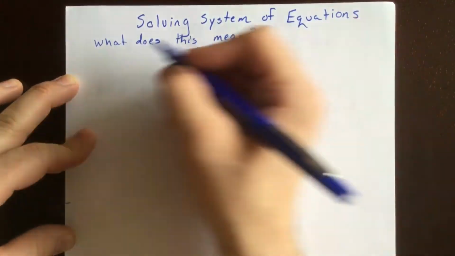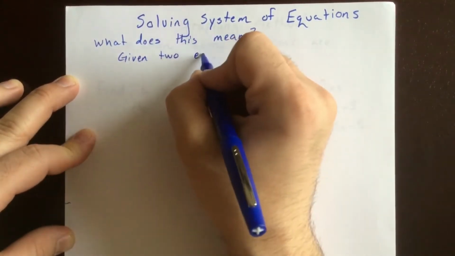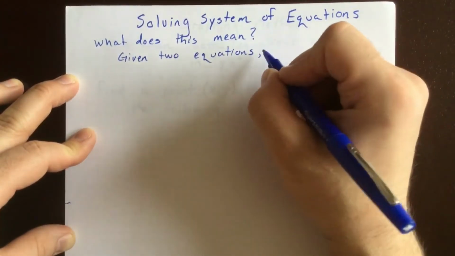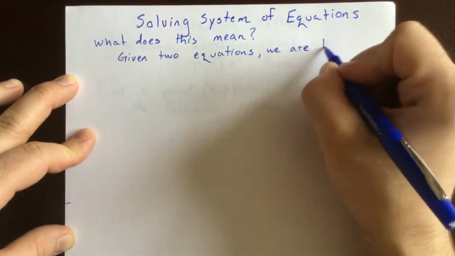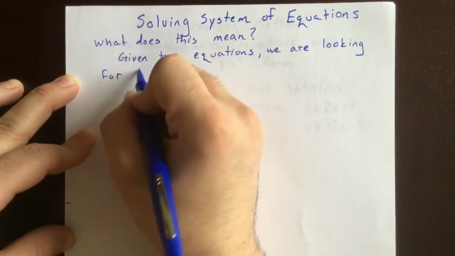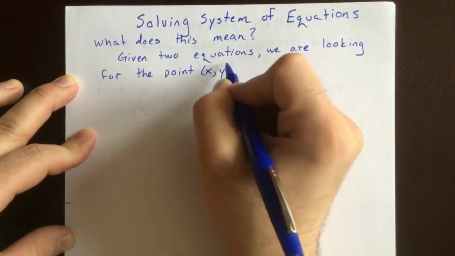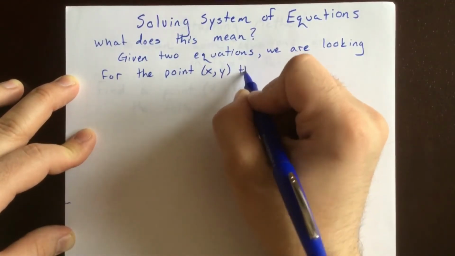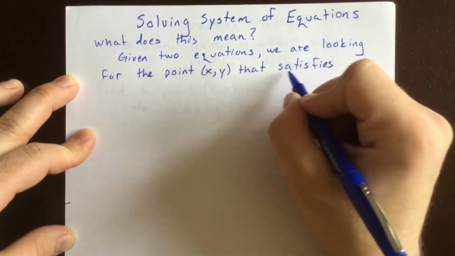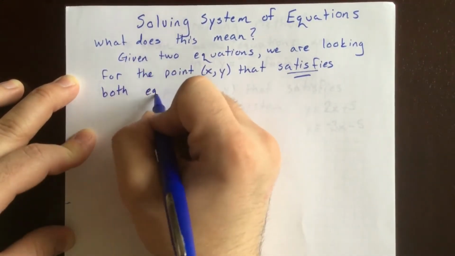To solve a system of equations, first of all, we have to be given two equations. We look for the point, so the point (x, y), that satisfies, keyword satisfies, both equations.